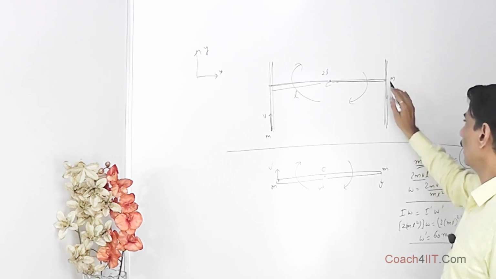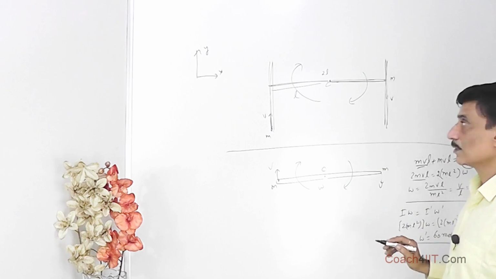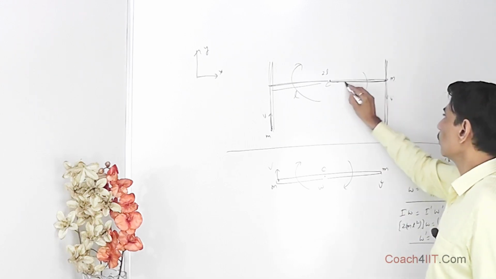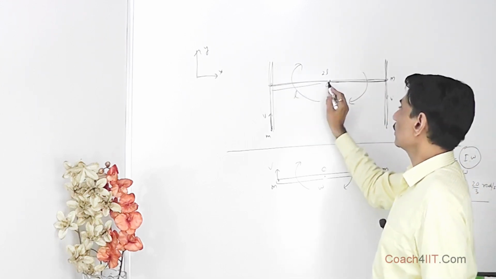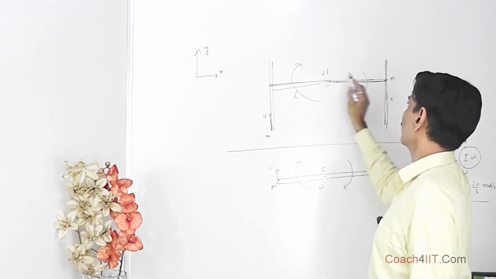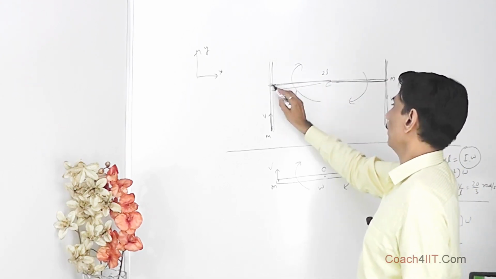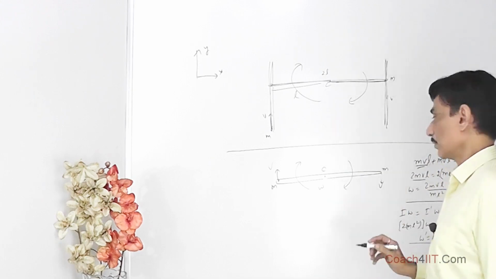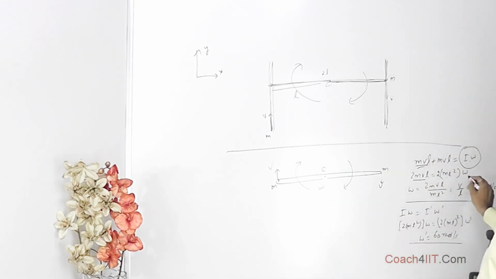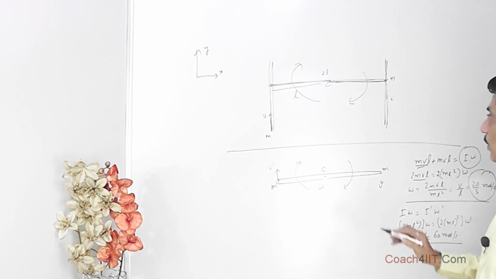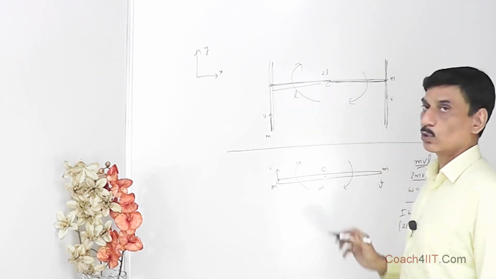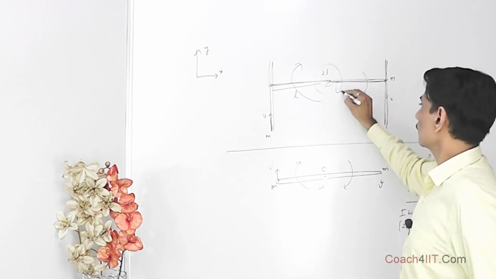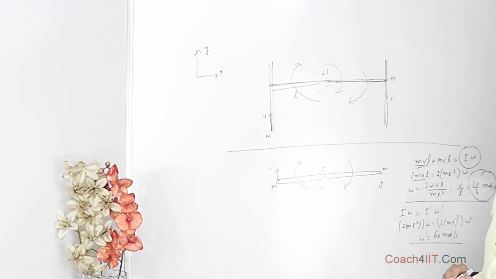I of what? I of this plus I of this. I of this is what? M into L square. I of this, about this axis, is what? M into L square. Total length is 2L, this is L. So M into L square, for a particle it is mr square. So it is 2 into mL square into omega. From here we get omega as 20 radian per second. So as soon as it holds it, it comes out to be 20 radians per second. About this, it shall be rotating with angular velocity 20 by 3 radian per second.